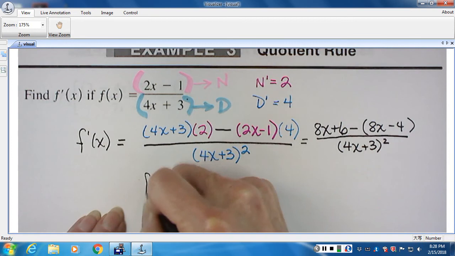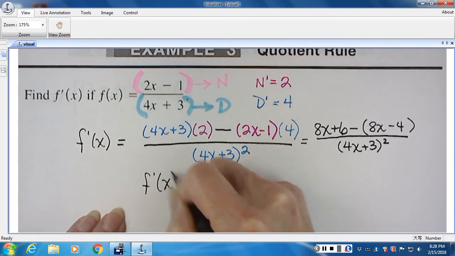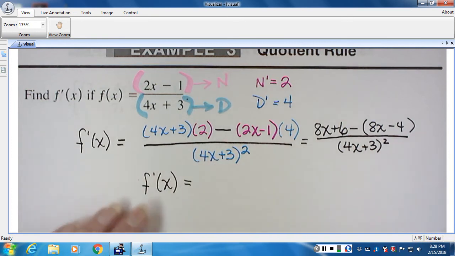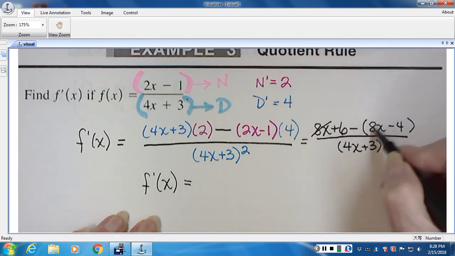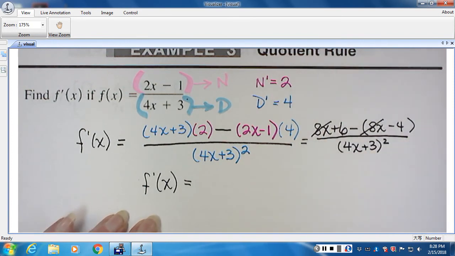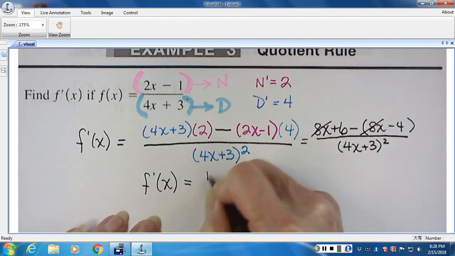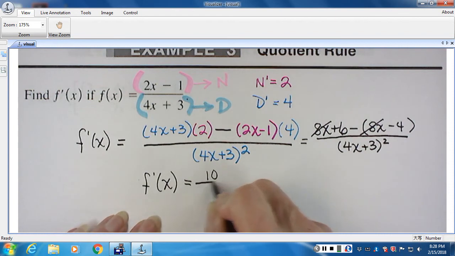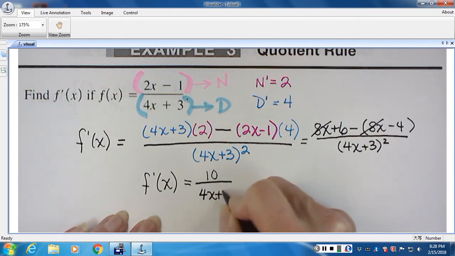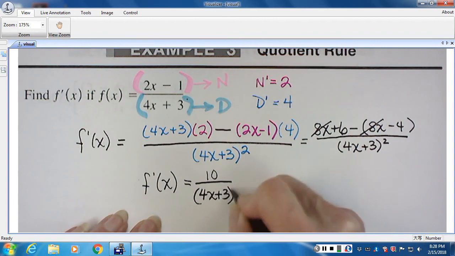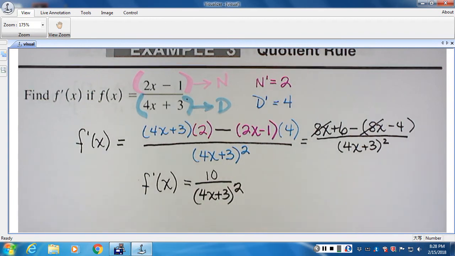So then f prime of x, in a little more compact form, so you're less likely to make mistakes when you type it in, we have 8x minus 8x, which disappears. 6 minus negative 4 is 6 plus 4, which is 10, over 4x plus 3 in parentheses squared. You're done.